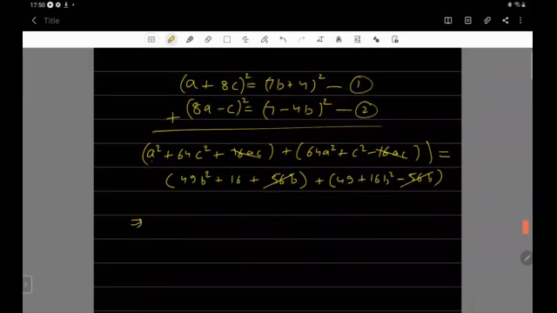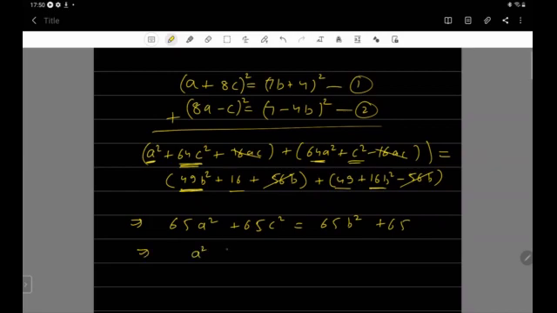And now if you add a square to 64a square, it is 65a square. c square to 64c square is 65c square. On right hand side we have 49b square, 16b square, again 65b square. And 16 and 49 is 65. So if I cancel 65 from both sides, a square plus c square equals to b square plus 1.